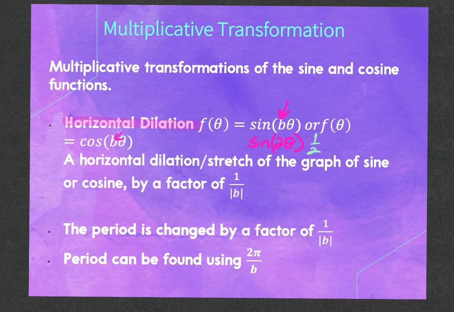And if it was, let's say, a 1/2 inside, so let's say it said sine 1/2 theta, now that's going to be a factor of 2 because it's the reciprocal, and that's going to stretch it out further. So we say that it's a factor of 1 over the absolute value of b. You don't have to worry about a sign on b. And the period is changed by the factor of that value, 1 over b. If you're looking for the actual period, you can find it by doing 2 pi over b.